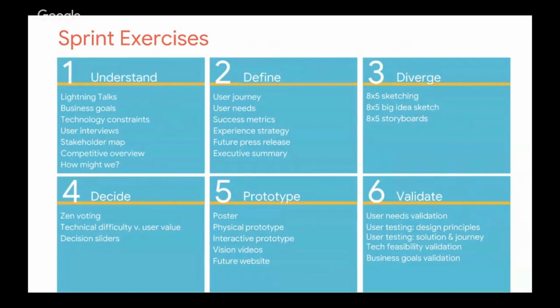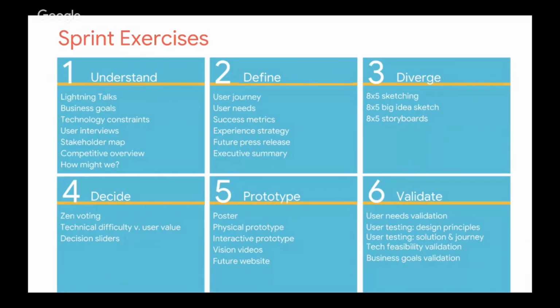I wanted to talk a little bit about the exercises that can be done for each of these steps of the sprints that we talked about. So the first is understand, and this is the ideation inspiration phase. Often this includes lightning talks about topics that will inspire or educate those in the sprint room. You can discuss business goals, talk about technology constraints up front, do some user interviews, create a stakeholder map to understand who you'll need to influence in order to make this a reality, a competitive overview of who is doing really well in this space and who you can get inspiration from. And the last is an exercise called How Might We's, which we'll talk about in a little bit.